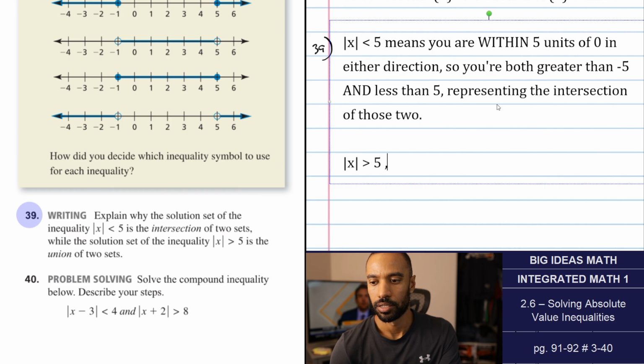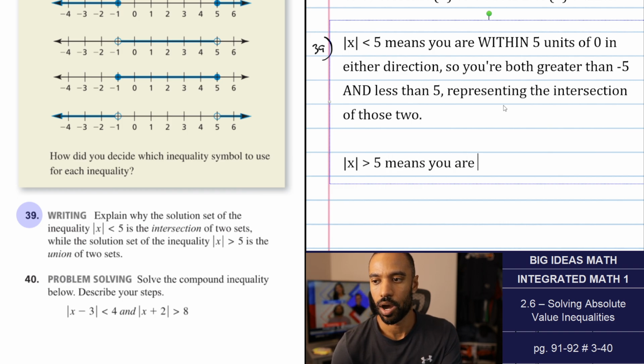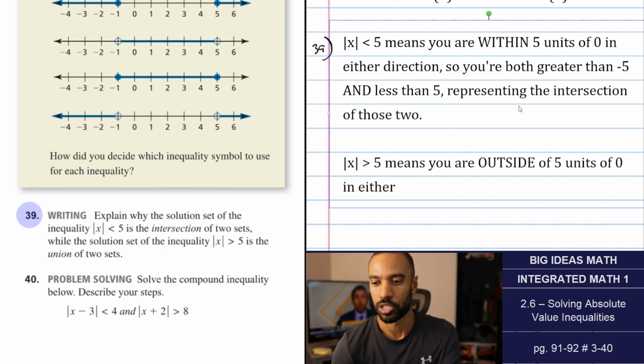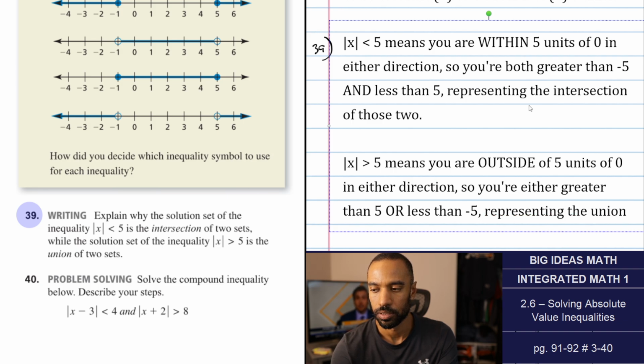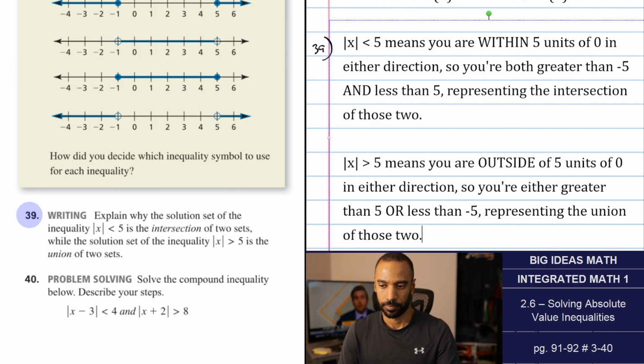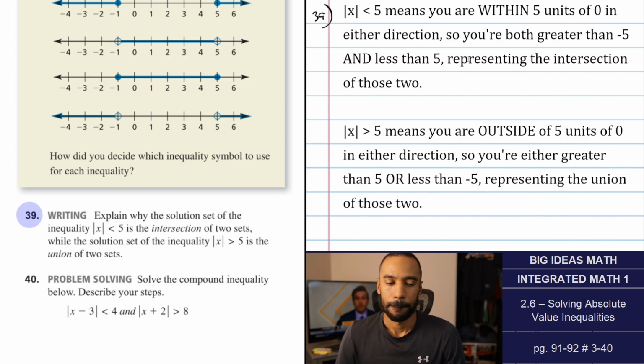means you are outside of 5 units of 0 in either direction. So you're either greater than 5 or less than -5, and I have to emphasize that: or, representing the union of those two. That's it. Number 40, solve the compound inequality below.